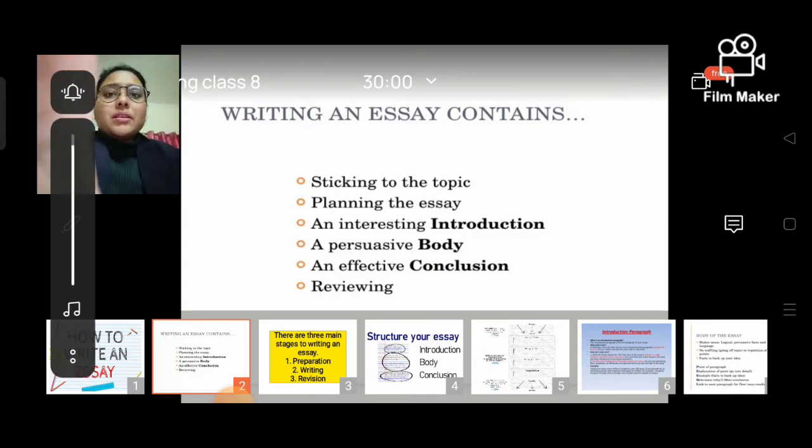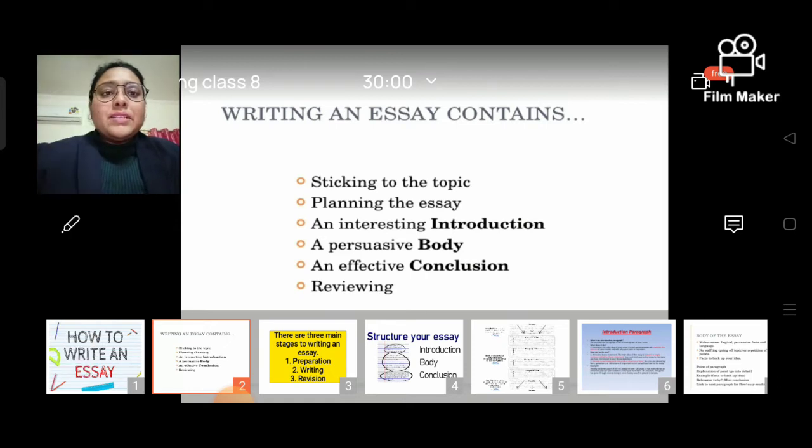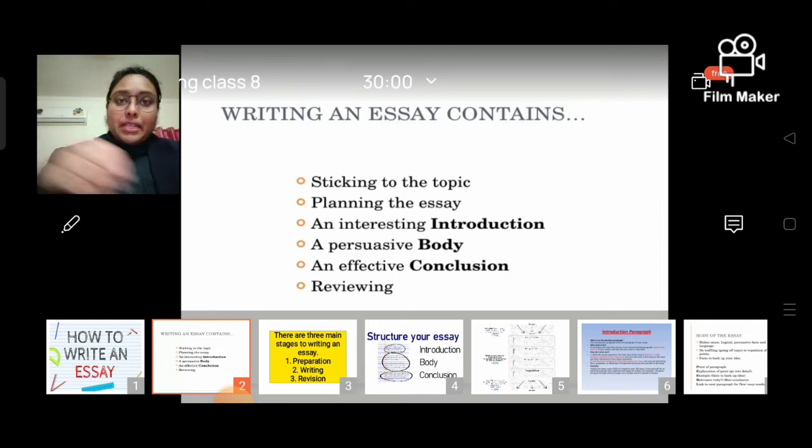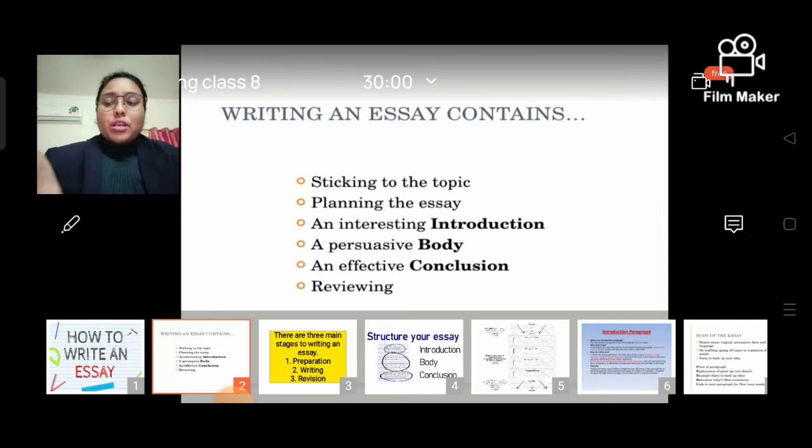As you can see here, writing an essay contains sticking to the topic. This is a very important thing that you have to remember while writing the essay, that you have to stick to the topic. You should not be diverted from the topic, because many a times I have seen children diverting from the topic. Whatever the topic has been given to you, you have to write on that topic. Don't start writing something else.